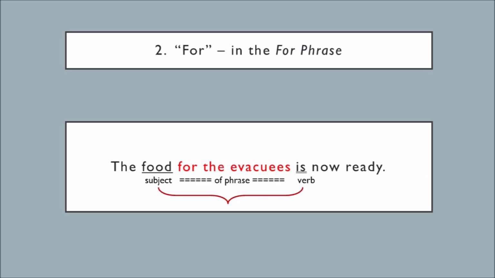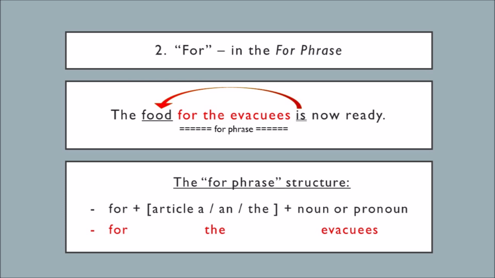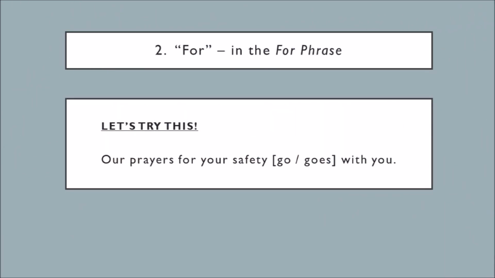Check how well you analyzed this sentence. In the sentence, the food for the evacuees is now ready, for the evacuees is obviously the for phrase. As mentioned, the noun before it is the subject, and that is the noun food, which is singular. The verb that agrees with the singular noun is the singular linking verb is. And just like the of phrase, the for phrase has the same pattern with the preposition for plus article plus noun or pronoun. Let's try this sentence now.